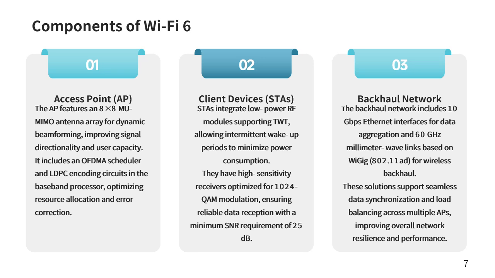Firstly, the access point, denoted by AP, acts as a central hub, managing communication with all client devices. Wi-Fi 6 APs are equipped with an 8 by 8 MU-MIMO antenna array, enhancing signal direction and user capacity through dynamic beamforming. They also integrate an OFDMA scheduler and LDPC encoding to optimize resource allocation and error correction. Additionally, the AP manages client device wake-sleep cycles to reduce power consumption.